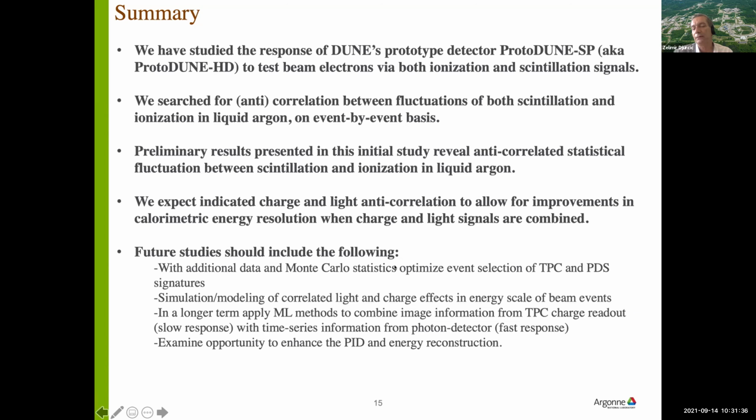And so there is a plan for future studies. Ultimately, this will lead to the opportunity to enhance particle ID and energy reconstruction. So that will be all for this talk. Thank you very much.